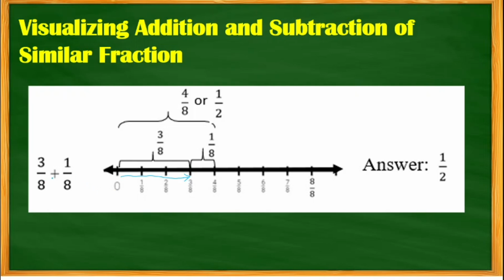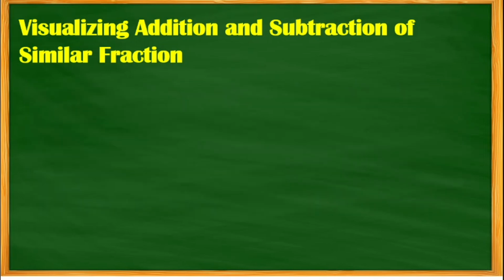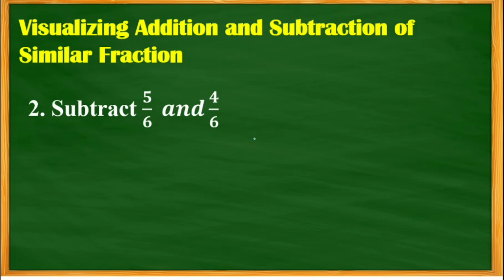And then we're going to add 1/8. 1/8 is 1 part, so we're going to add one more. We're going to stop at 4/8. 4/8 has a lowest term of 1/2. So this will be the final answer. Okay, let's try another example to further analyze how to visualize addition and subtraction of similar fractions.